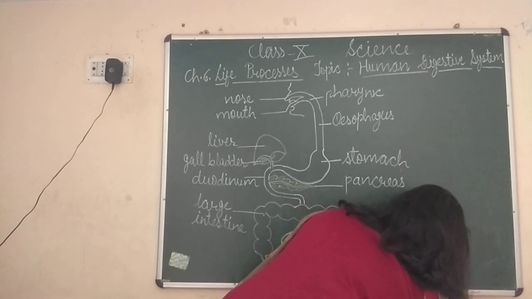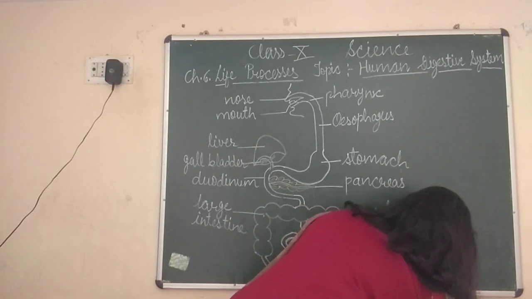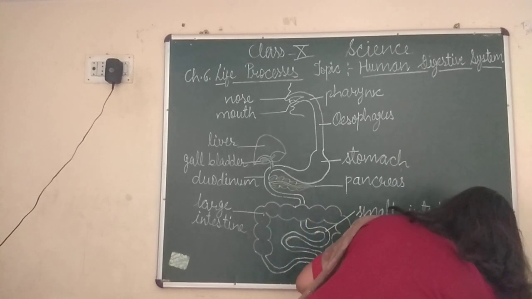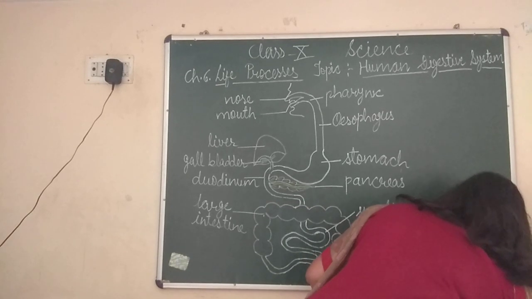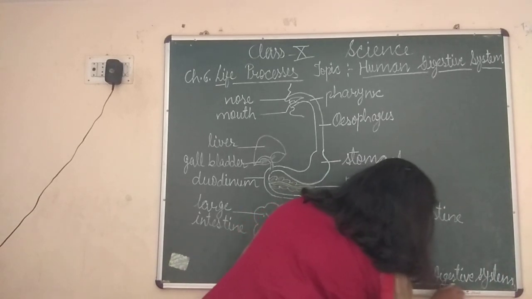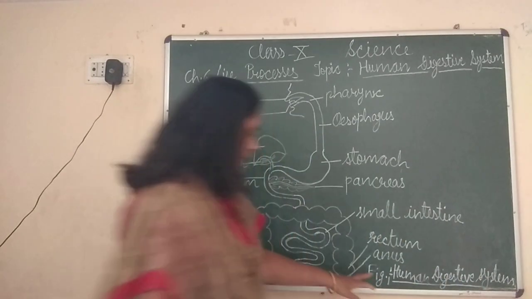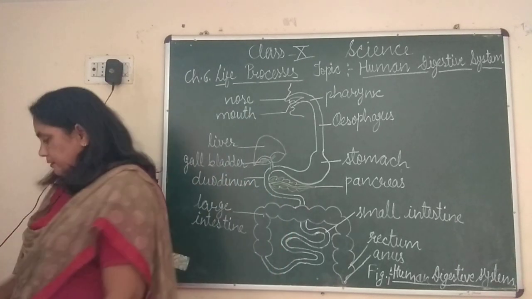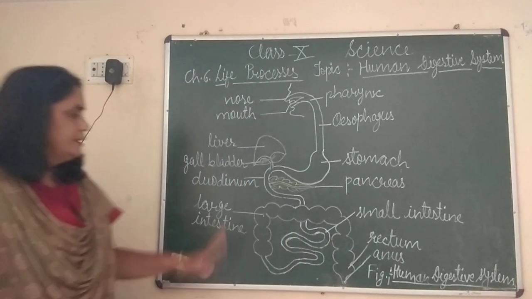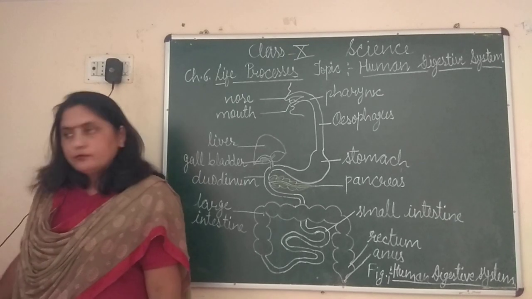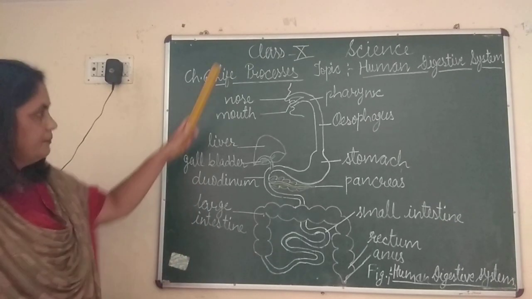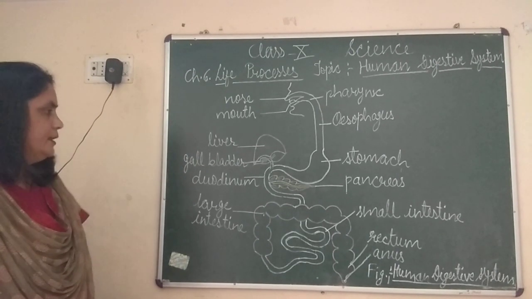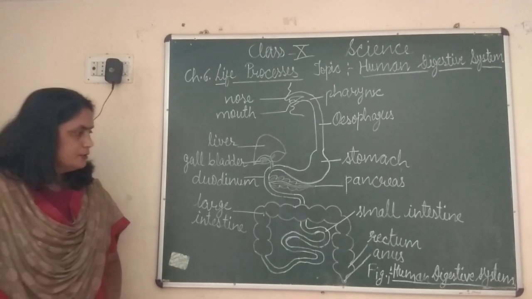Human digestive system. And then you have to underline this name. FIG, figure word not to be underlined, but human digestive system or whatever be the name of your diagram, that needs to be underlined. So children, you have successfully drawn the diagram of human digestive system. You can pause the video for some time and draw it properly in your notebook.